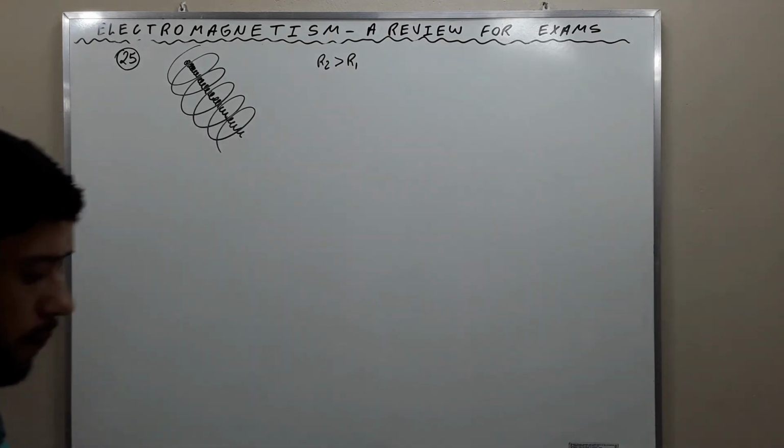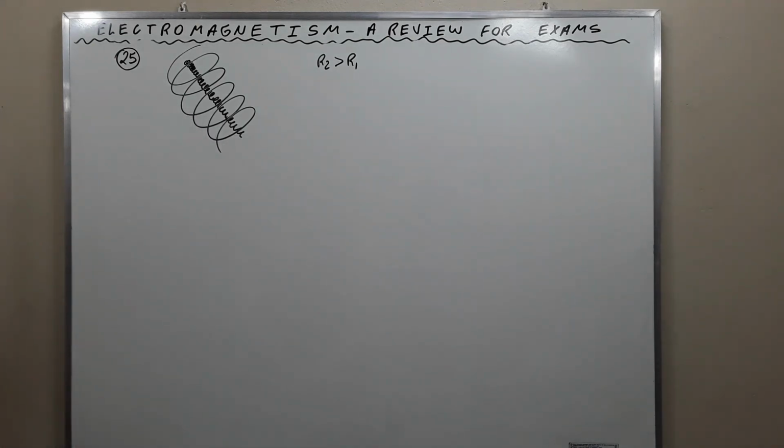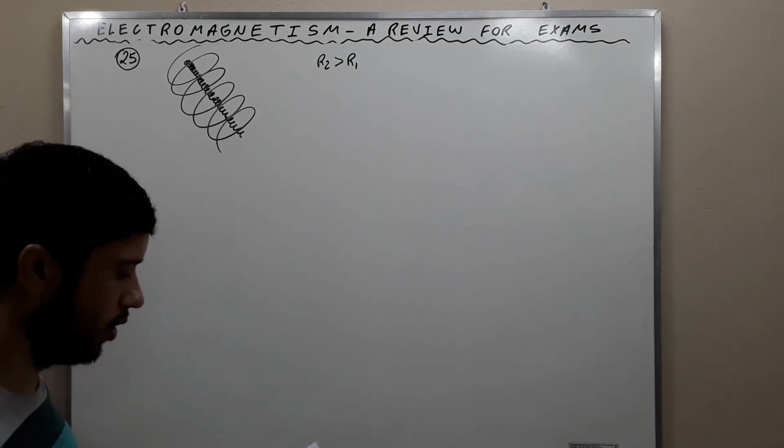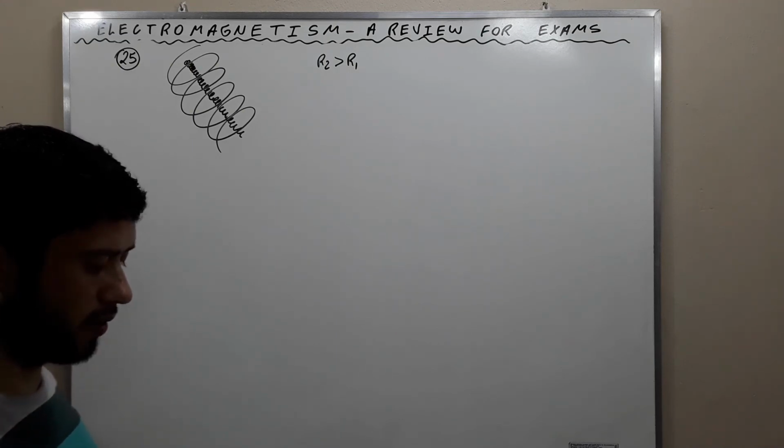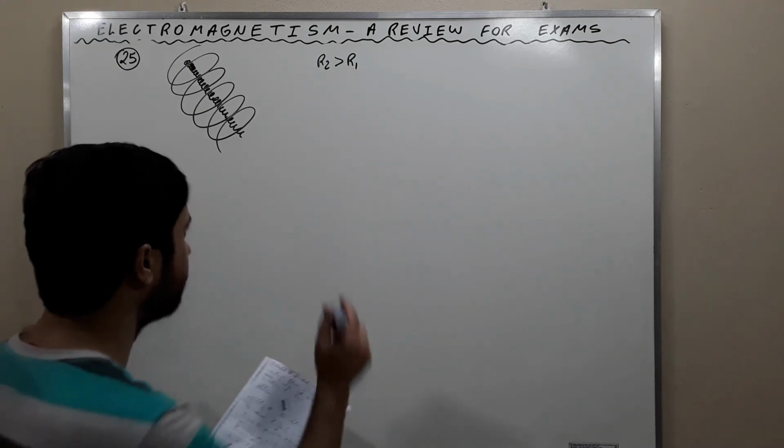Exercise 25, calculate the self-inductances and the mutual inductances between two coaxial solenoids of radius R1 and R2 with R2 greater than R1, carrying currents I1 and I2 with N1 and N2 turns per meter respectively. Okay, this is the exercise, and the solution will be, let's calculate the mutual inductances first.